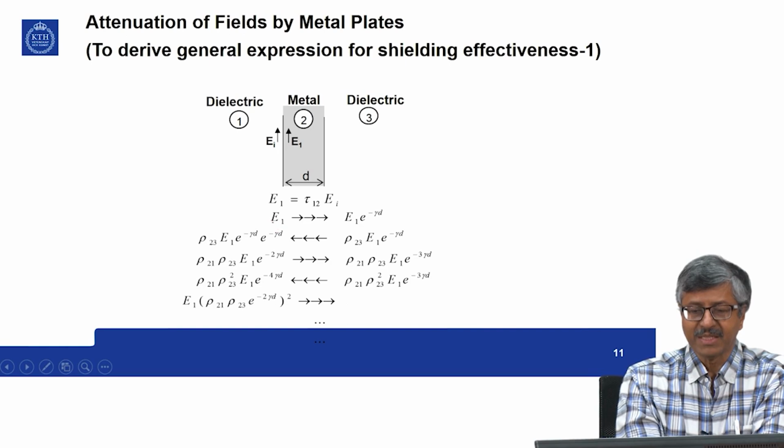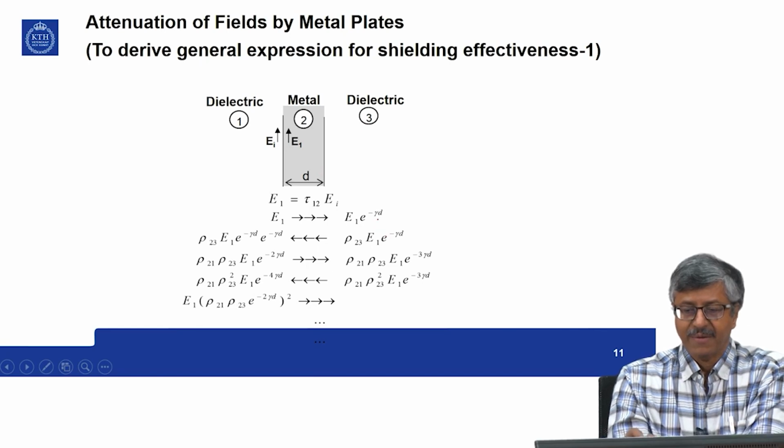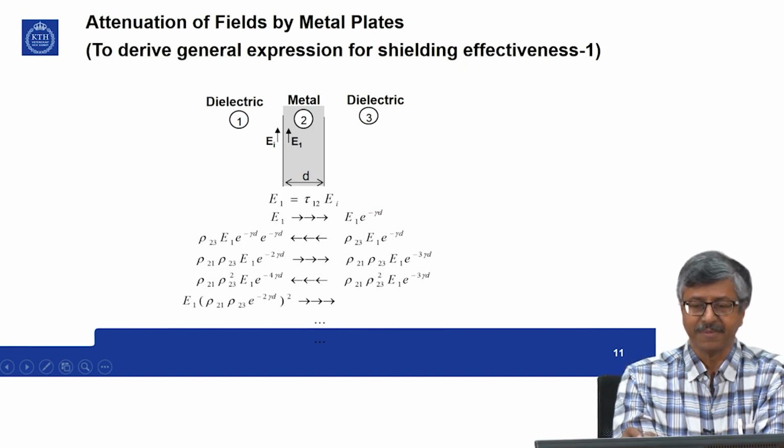E1 is propagating across, and as it is propagating, it is getting attenuated, and by the time it reaches the left of this boundary here, it is E1 e to the power of minus gamma d, where gamma is the propagation constant.